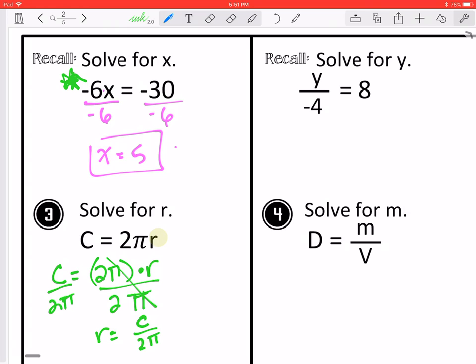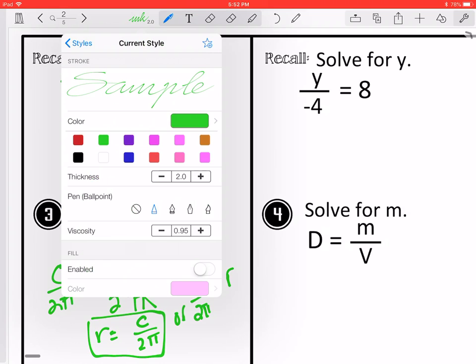Now, if you notice, I switched. The r is not on the right side. The r is on my left side. I can say this either way. I can keep the same order. So that's c over 2 pi is equal to r. Both are correct ways to talk about that. See, it's not that bad. We have solved for r. We know that we're done because the variable it was asking for is by itself. Okay?